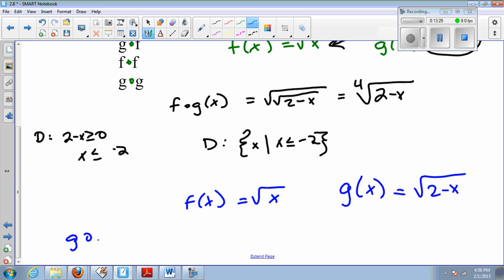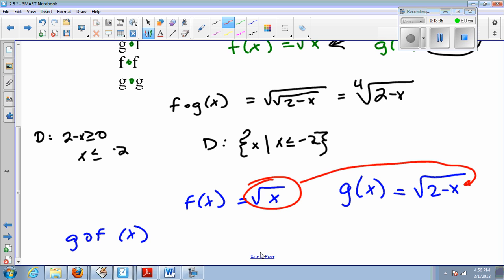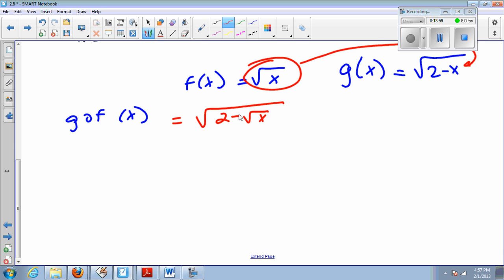For g of f of x, we're taking f and plugging it in for x in the g. So this becomes root 2 minus root x. And there's no need to simplify this. This is fine. So this occurs where root x is greater than or equal to 0. So then x has to be greater than or equal to 0.